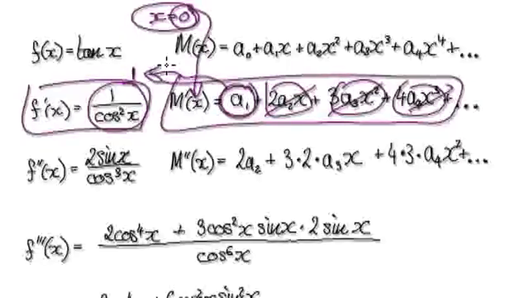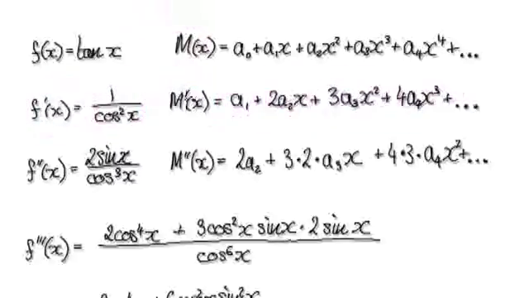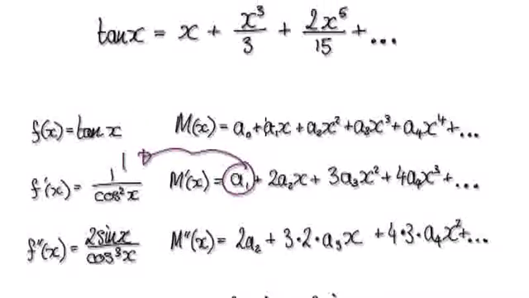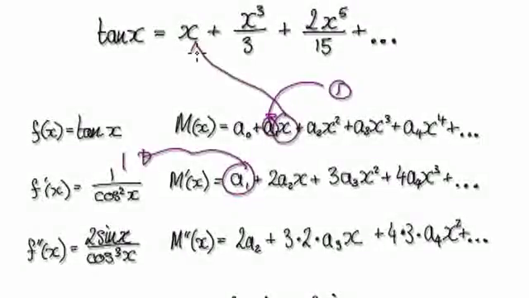By the way, I'm whizzing through this because by now I'm assuming you're able to do this on your own. So a1 equals 1. This is your a1 here, equals 1. So that's why the coefficient here is 1.